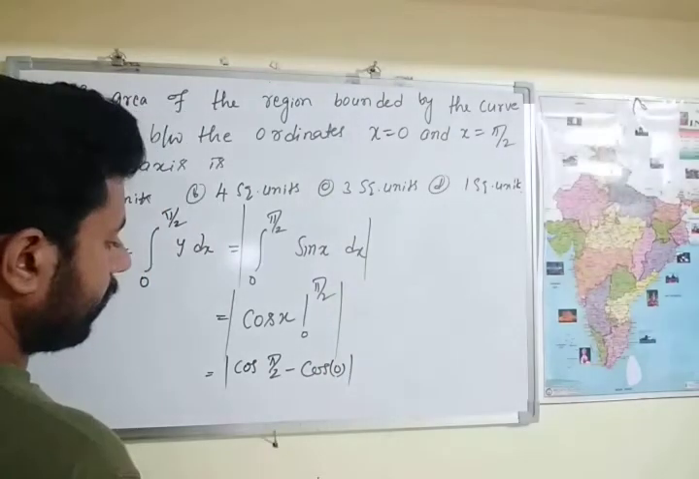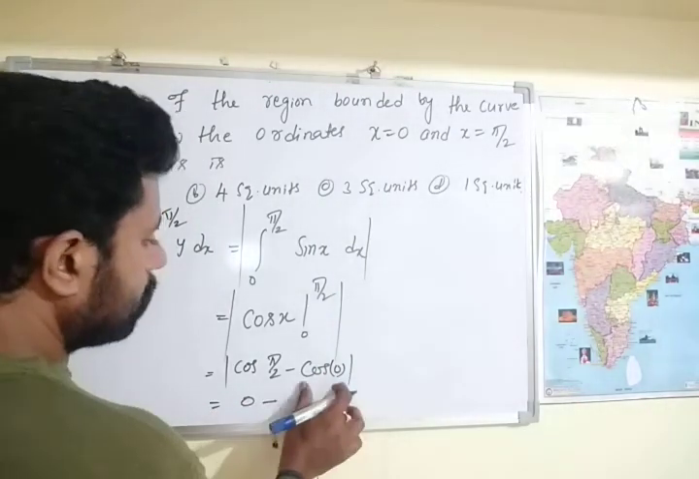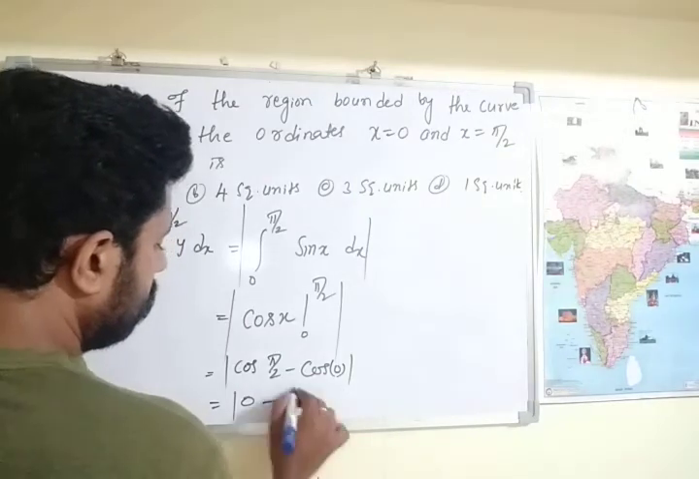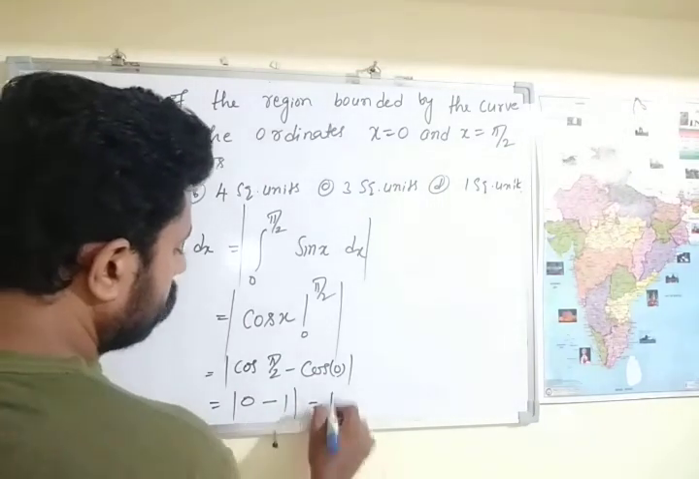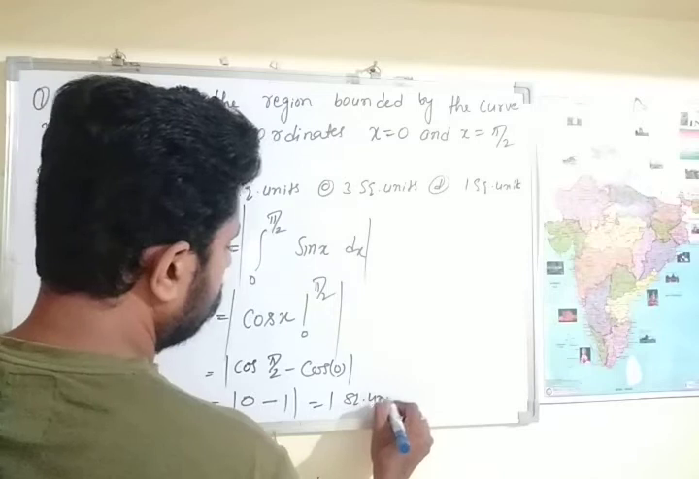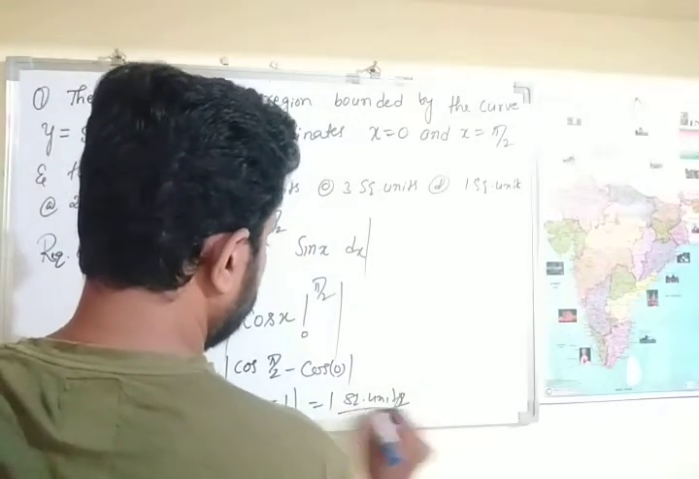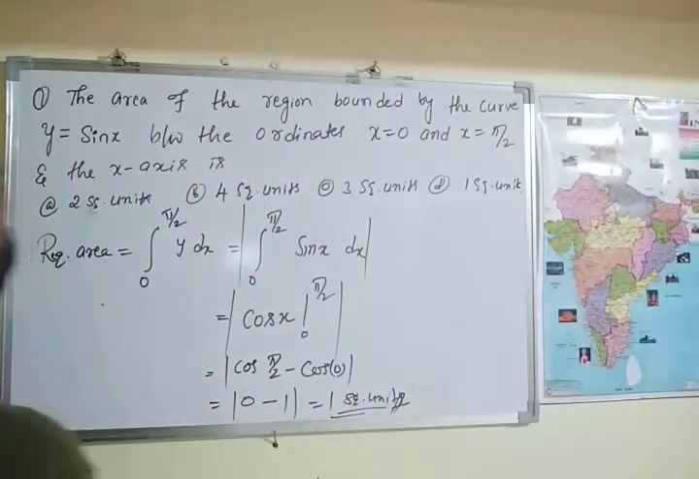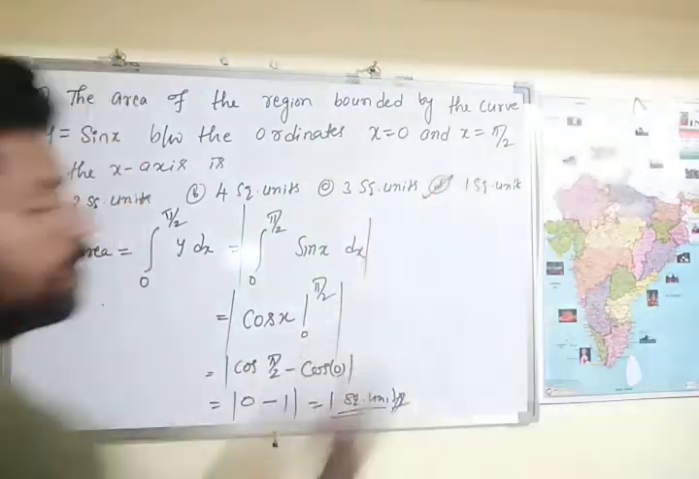See, cos of 90 is 0, minus cos of 0 which is 1. So 0 minus 1 is 1 in modulus, which equals 1 square unit. 1 square unit is the required solution. Option D is correct.